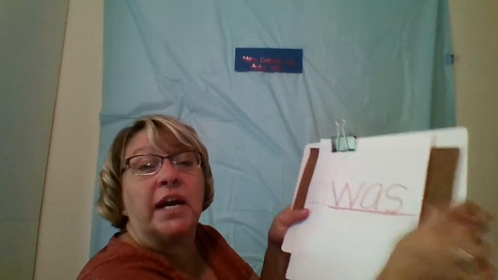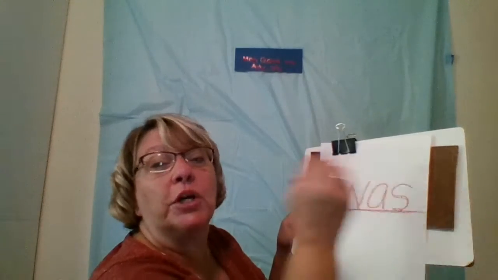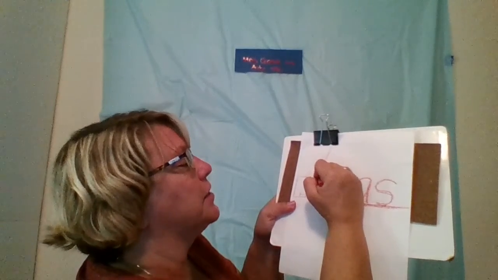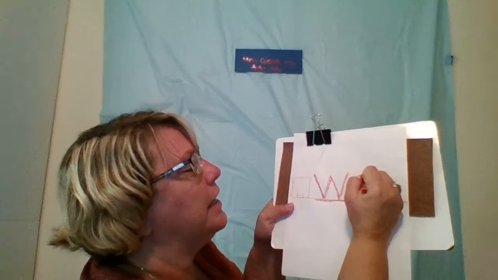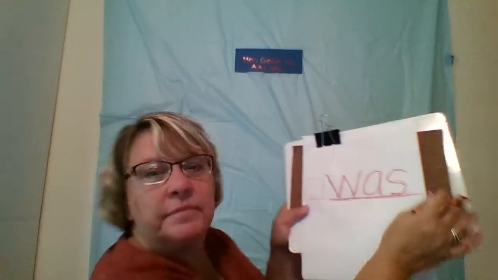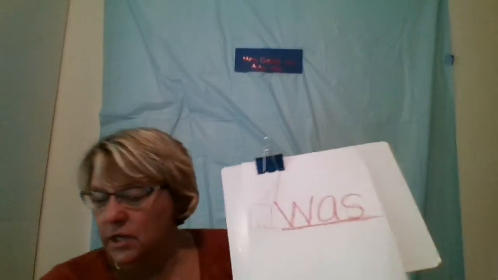Now I want you to take your red crayon and trace over top, and I want you to do it one more time. We're going to trace over top of what you wrote. Okay, here we go. Ready? W, A, S, was. Okay. Now you're done with your sandpaper. So move that over there. Okay, so you should just have your word was there.